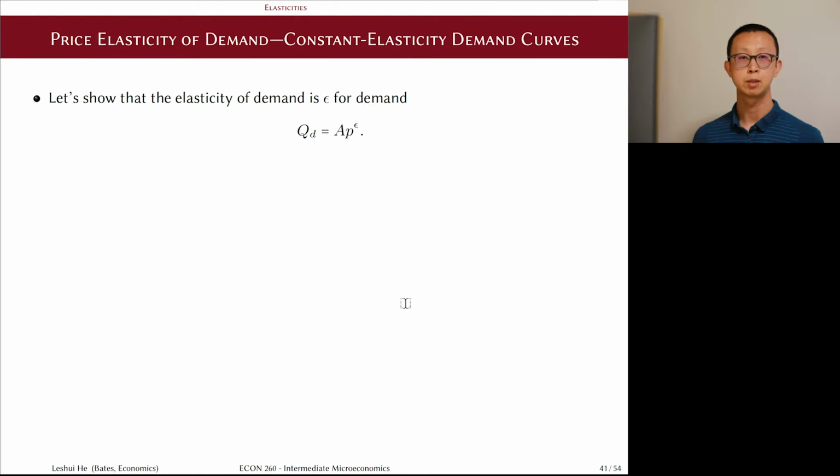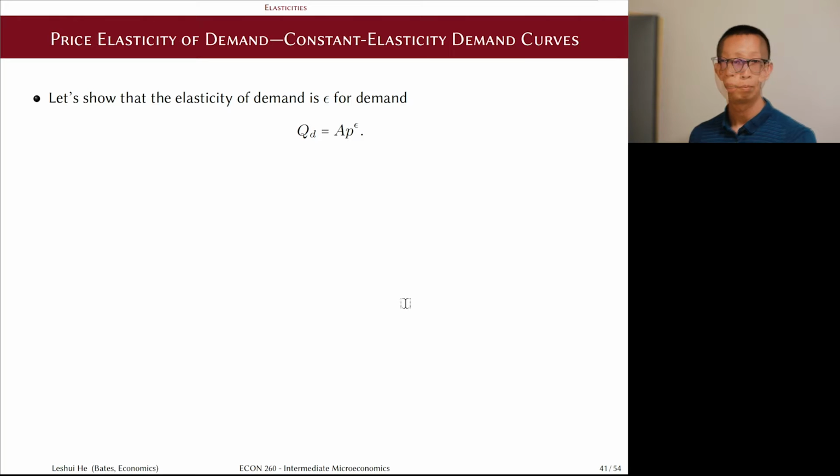Now let's take this particular demand function and verify that the price elasticity of demand from this function is indeed a constant epsilon. Doesn't matter where you go along this demand curve. So how do we make this calculation? Well, although we're not looking at a straightforward linear demand curve anymore, the definition of price elasticity of demand hasn't changed at all. It is just, again, the derivative of the demand function with respect to price multiplied by the ratio of price to quantity.